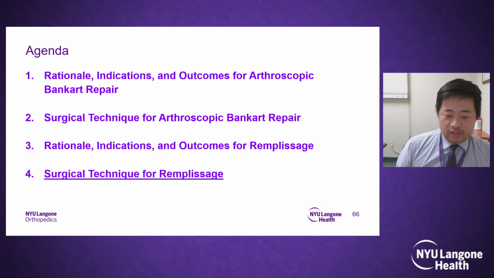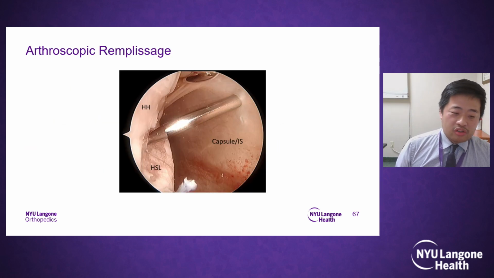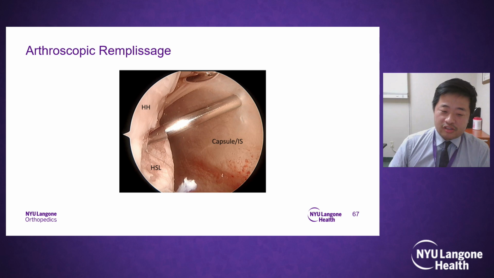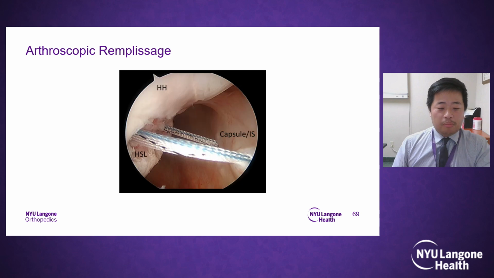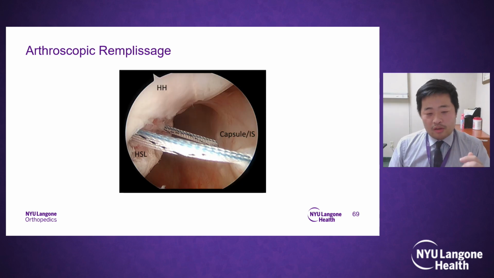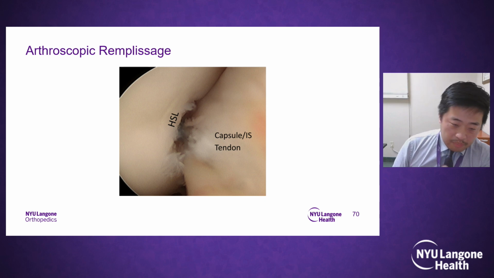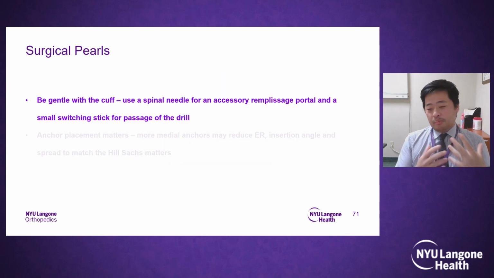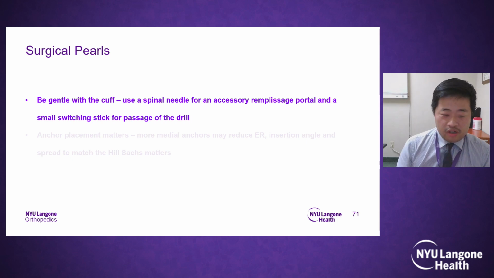So really quickly, surgical technique for remplissage. The nice thing about remplissage is it's easy. So what you want to do is you identify your humeral head defect, and you want to put anchors on both ends of the Hill-Sachs so that you're getting a really nice stuffing of the capsule and infraspinatus into that defect. And so here you can see placing one anchor there, and this is a knotless technique, and you can pass one anchor into the other and suck that down. Some surgical pearls: even if you don't think it's a big deal to do this as a cuff, you might as well be gentle with it.